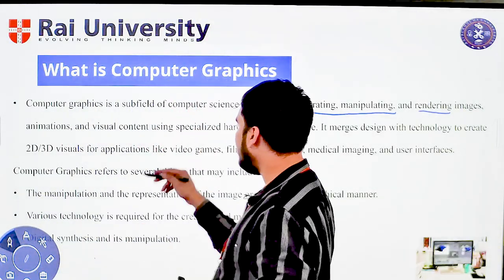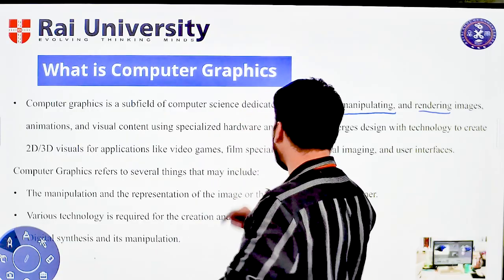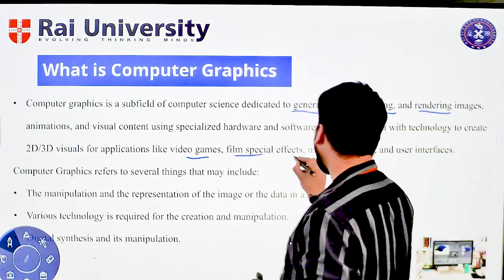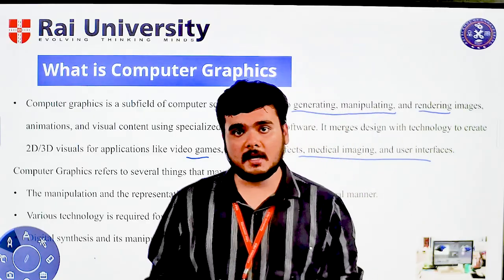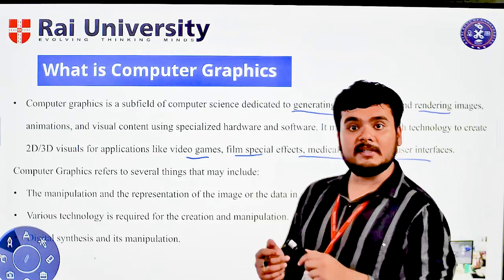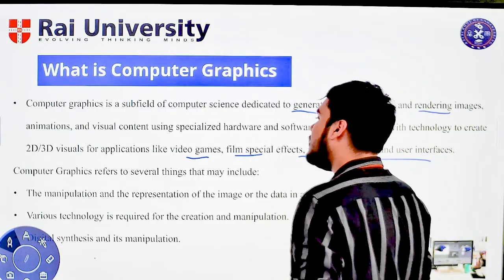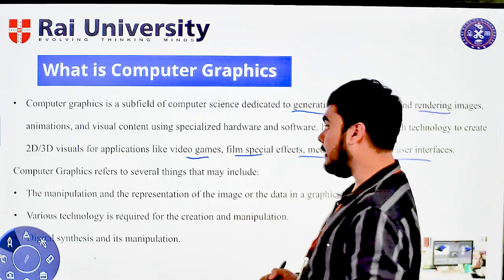So whatever function we are using in terms of images, all the representations of games, films and medical areas, just like X-ray and MRI, that is true computer graphics. We need to make certain functions based on the same. So computer graphics refers to several things that are already included.